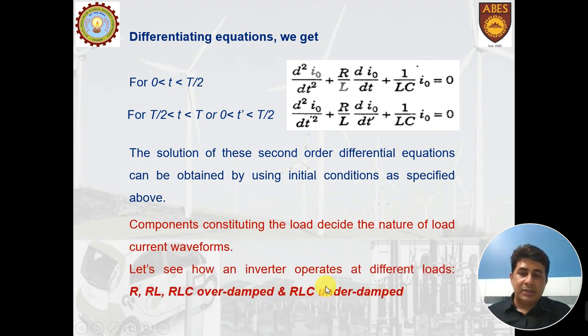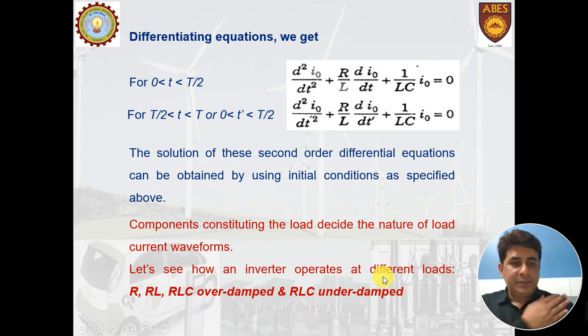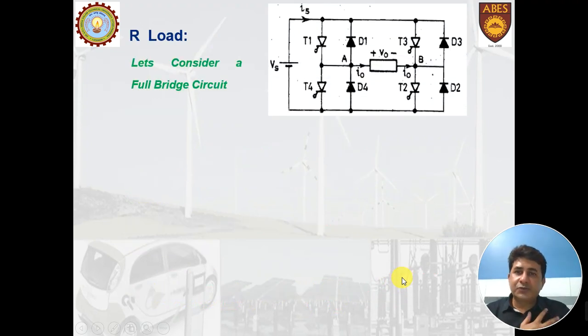So there can be these four types of load. One could be a purely resistive load, another could be an RL load, third could be RLC overdamped load, and fourth could be RLC underdamped load. So let us see how the output current varies by these four types of loads. Let's first consider the R load.